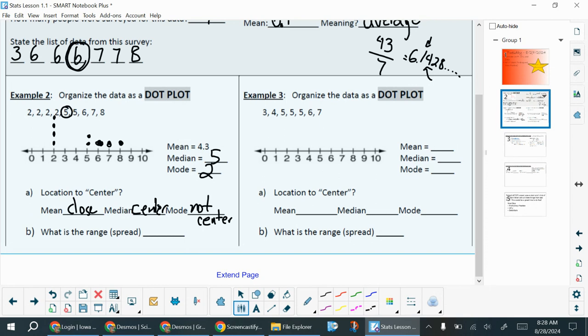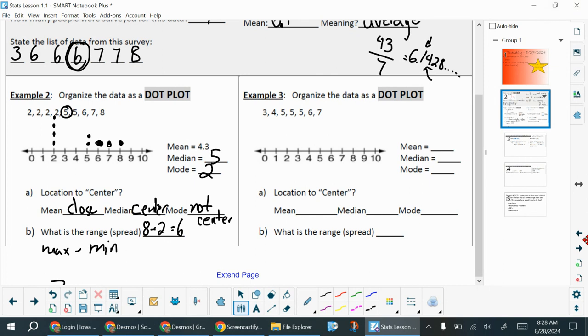And the final thing here is the spread, or the range. Just as a quick reminder, that's the maximum minus the minimum. It'd be a good time to just write that down again. You have it somewhere else in your packet, but it's a good idea to have it here too. And so we'll take 8, which is the highest, minus 2, which is the smallest. And that gives us 6 for our range.